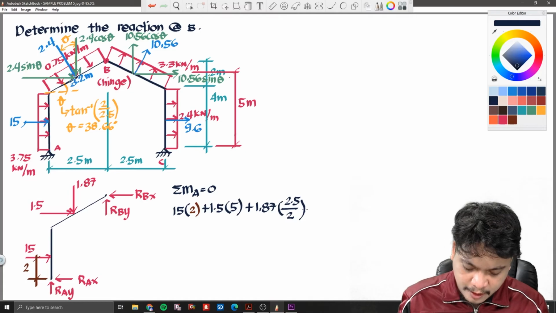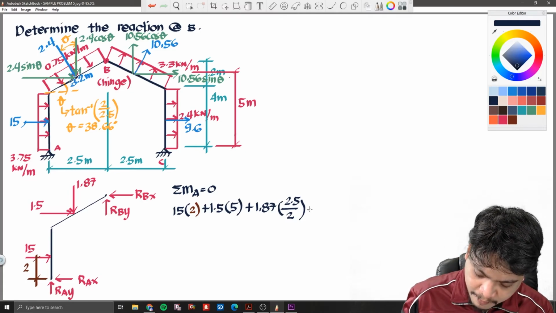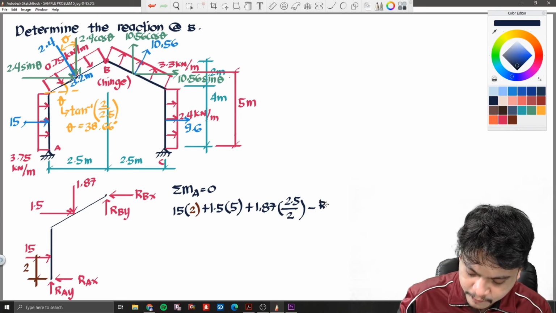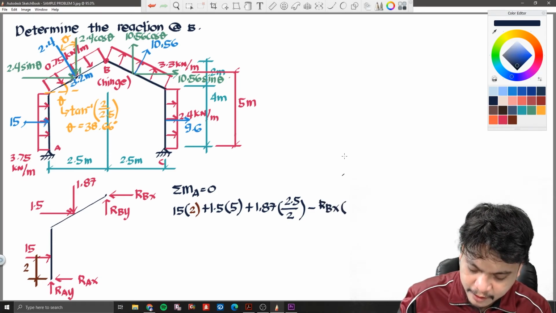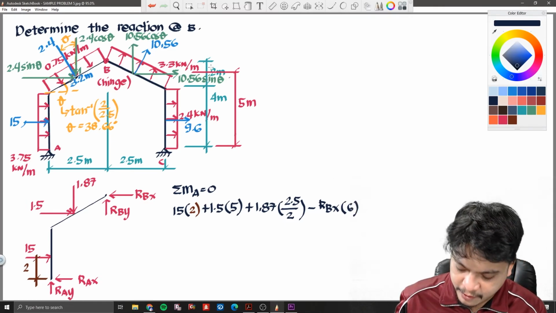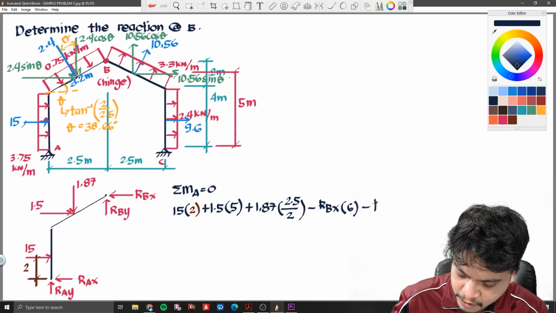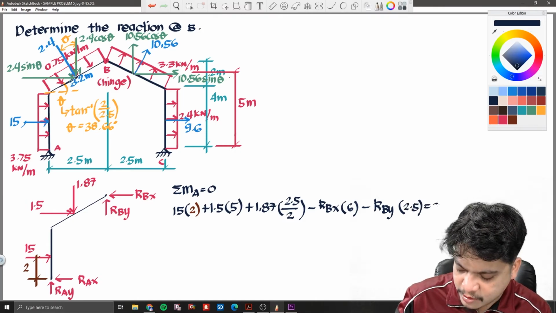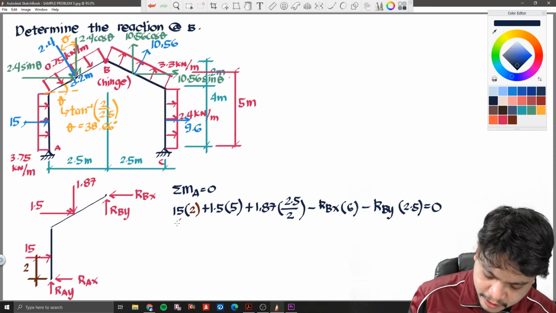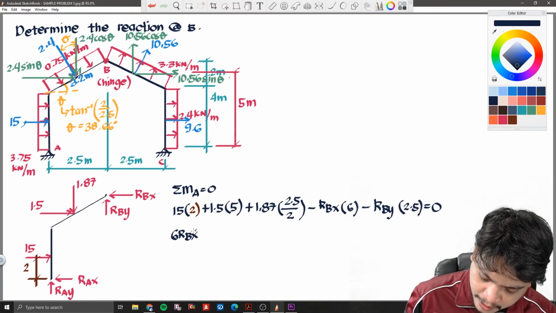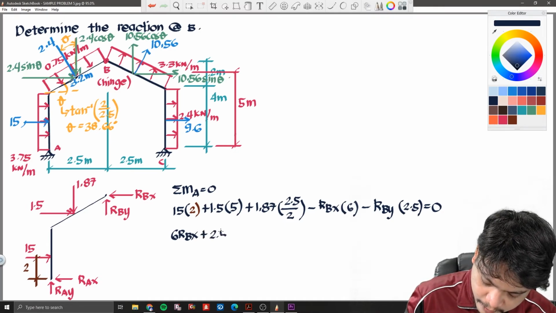Okay? Next, I will now have minus RBX multiplied by 6. So, hanggang taas, 4 plus 2. So, you will be having there the 6. And then, minus RBY multiplied by 2.5. No other loads, so set to 0. So, rearranging, you can have it as 6 RBX plus 2.5 RBY.